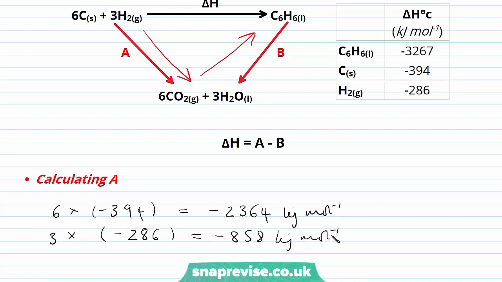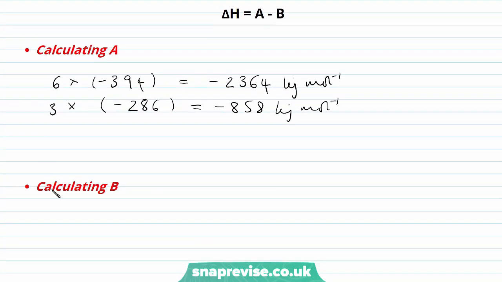Now to calculate B. B is simply minus 3,267. So we can fill that in here, minus 3,267 kilojoules per mole.